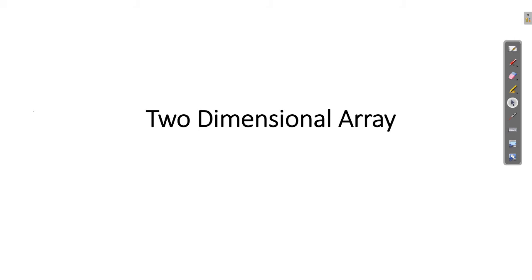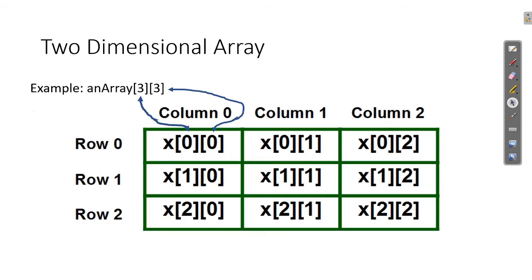Next topic natin, so this will be the continuation for single dimension array. We'll be having two-dimension array or two-dimensional array. Now, what is the difference between the two? So basically, the main difference is that we'll be having a row and a column ngayon.